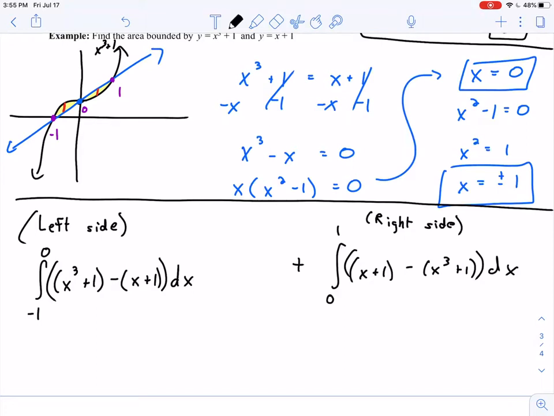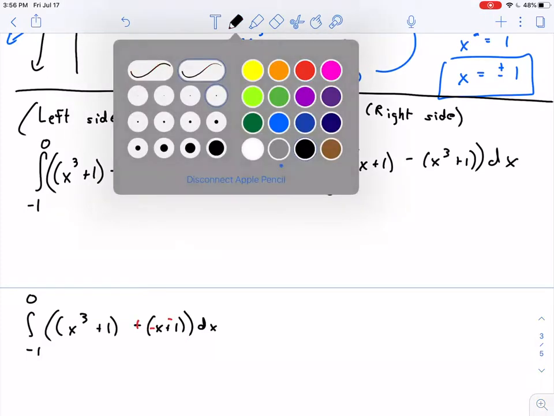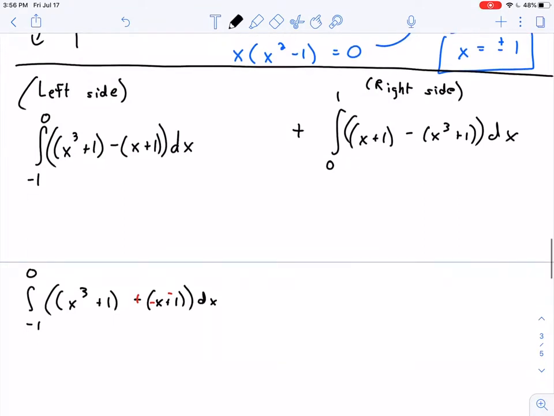So let's work with the left-hand side first. I'm just going to rewrite the problem down here, -1 to 0. We had x cubed plus 1 minus x plus 1 dx. So first thing we'll want to do is distribute this minus sign. Make sure that you're using parentheses here because I do want to distribute that minus sign to both terms. So here I should have the definite integral from -1 to 0. x cubed, 1 plus -1, these two will cancel, so I just have x cubed minus x dx.